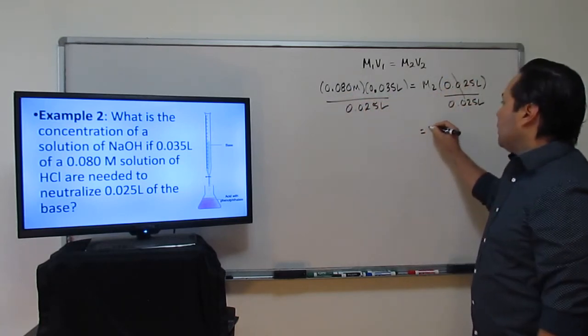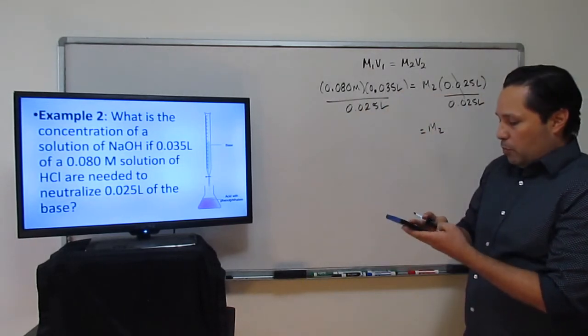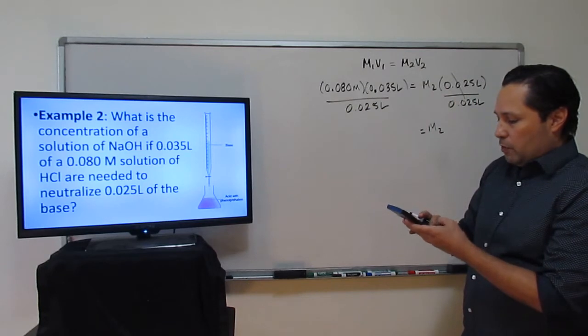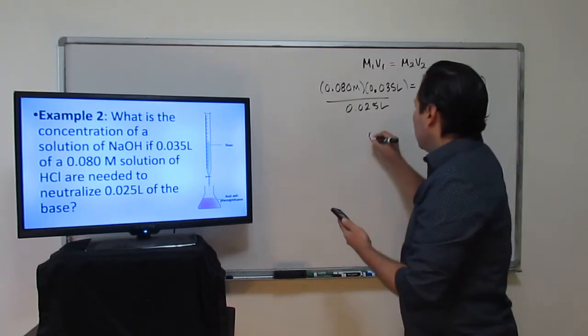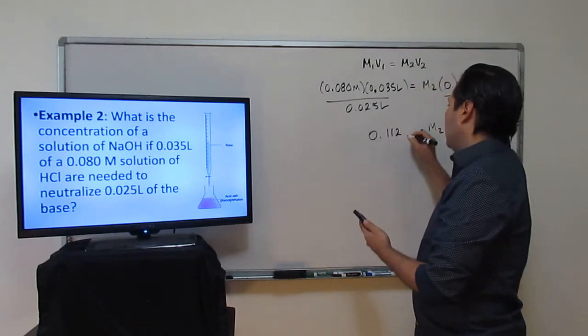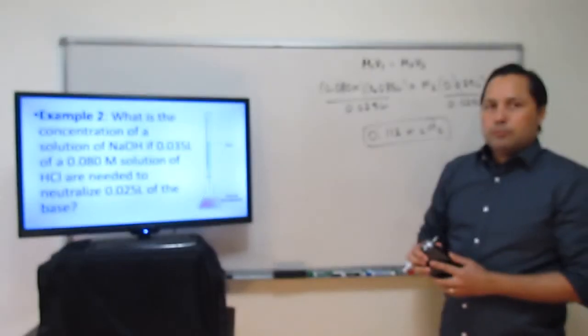That will cancel out, giving us M2 is 0.08 multiplied times 0.035 divided by 0.025. It's going to go ahead and give us 0.112 molar. And that will be the answer for example 2.